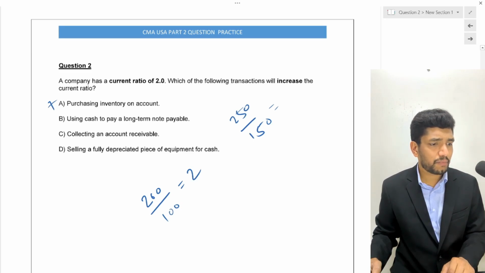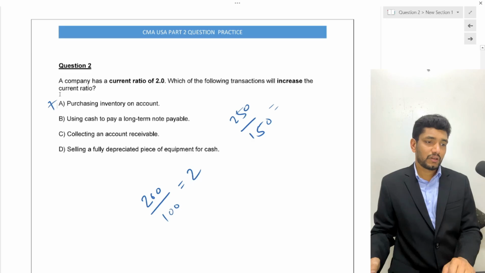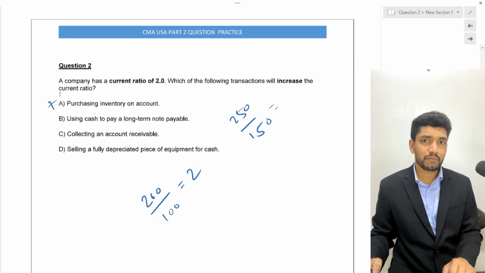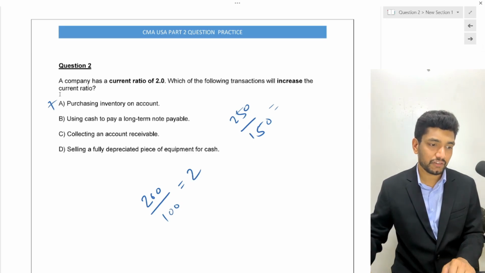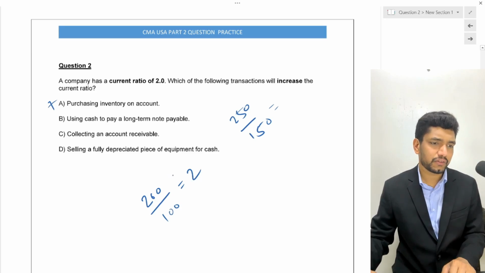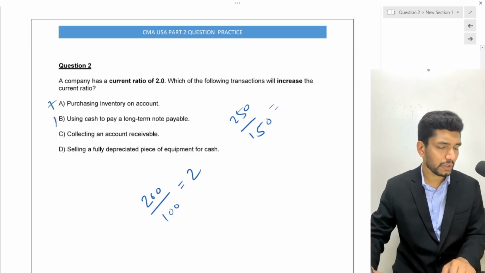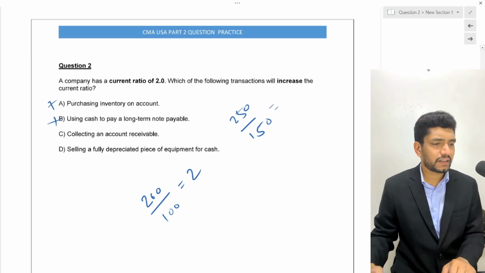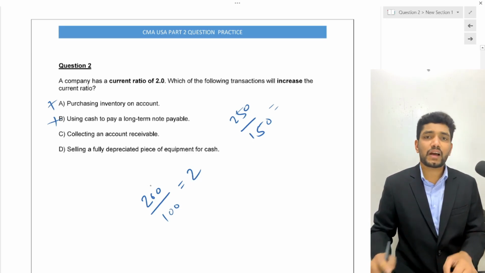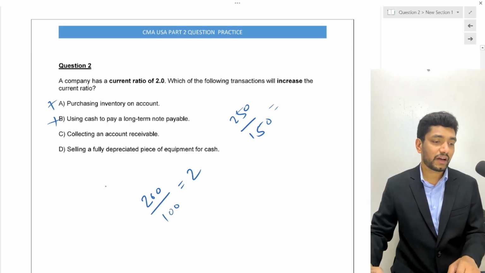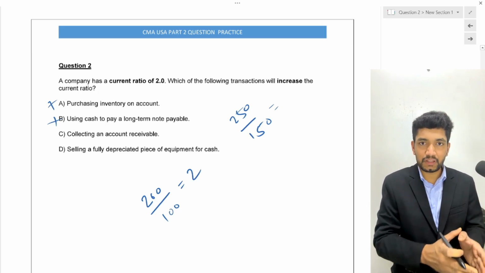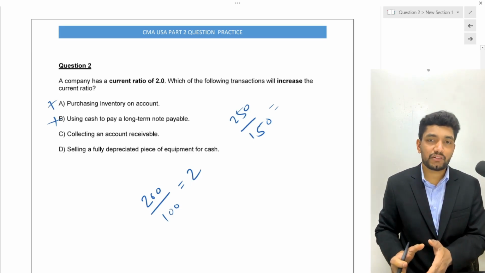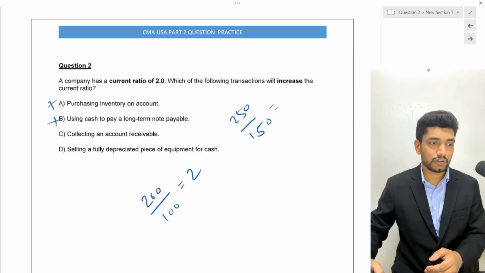Using cash to pay a long-term note payable. The company uses cash for the long-term liability payment. Definitely it will reduce the current assets, and it will also decrease the current ratio. So this is wrong. Then collecting an account receivable. Definitely collecting an account receivable will not change anything in current assets or current liabilities because it's just shifting accounts receivable to cash. Both are current assets. So this will not have any impact on the current ratio.